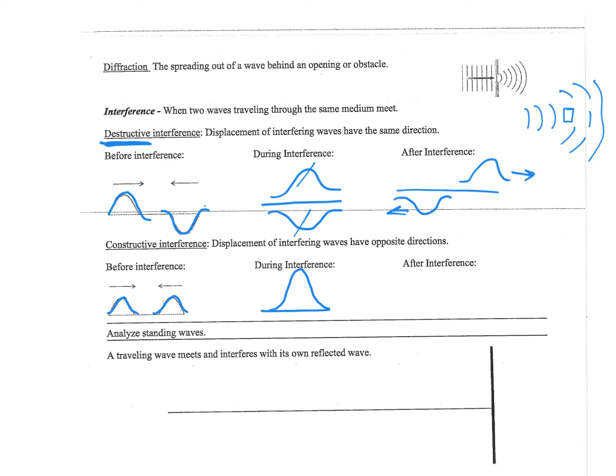Now, after interference, they're both still going to keep traveling. And you've got one traveling this way and the other one's traveling this way. But during interference, it's building instead of canceling out. So constructive builds, right?